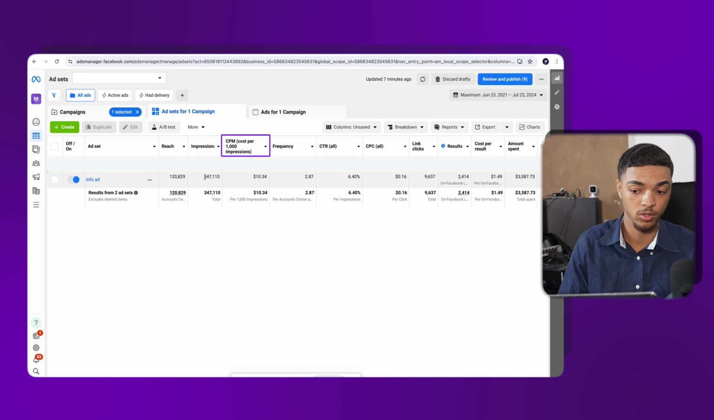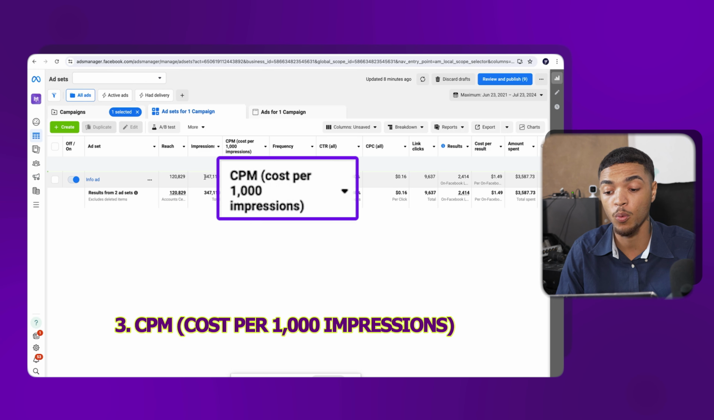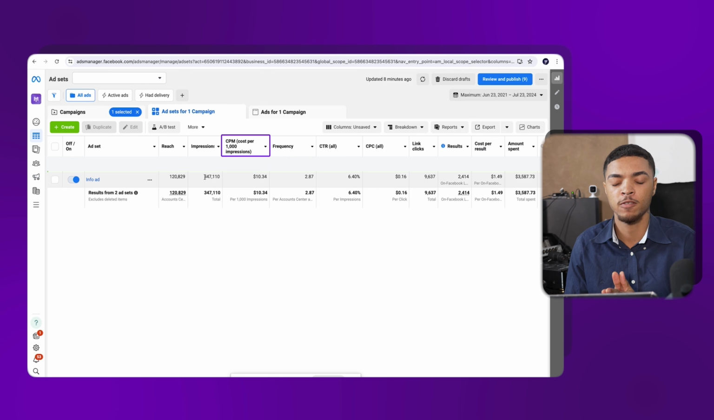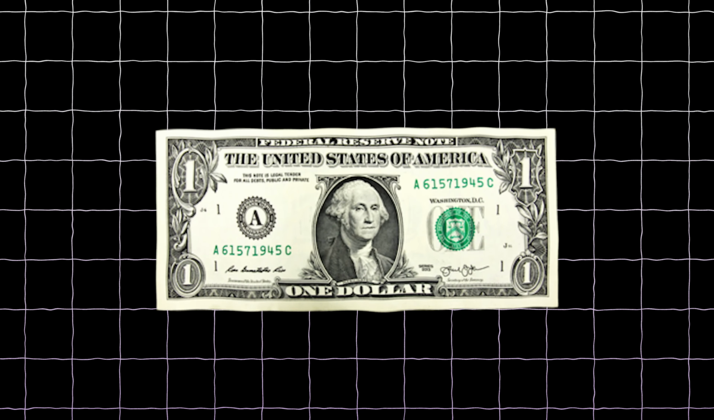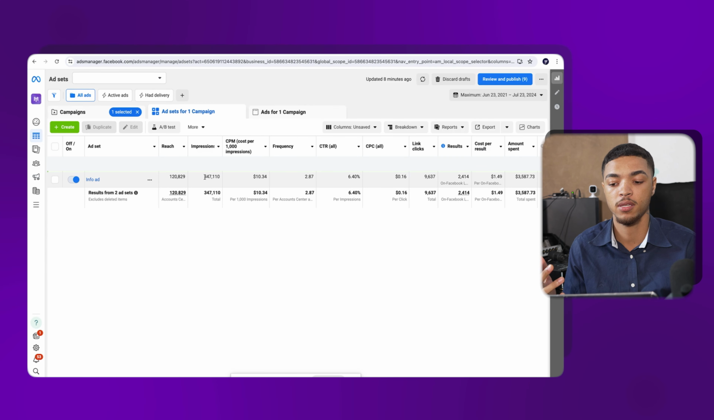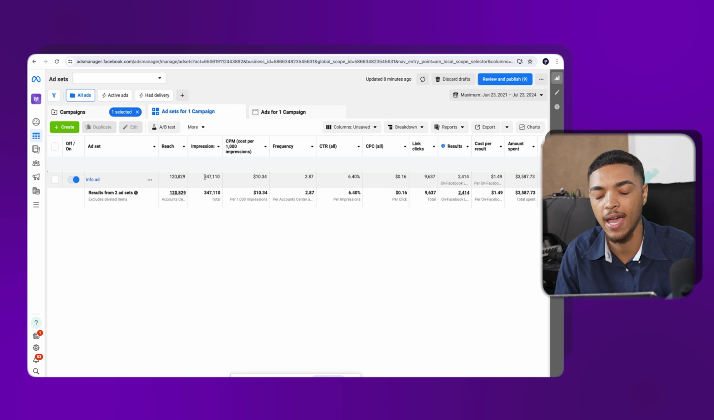Let's move on. So the next metric is CPM, cost per 1,000 impressions. That's pretty much what that acronym means. It's very self-explanatory. For every 1,000 impressions you get, which is, like I said, how many times Meta has shown your ad to somebody, for every 1,000, they'll put a price on it. A lot of times you want to use this metric to know how expensive it is to show your ad.